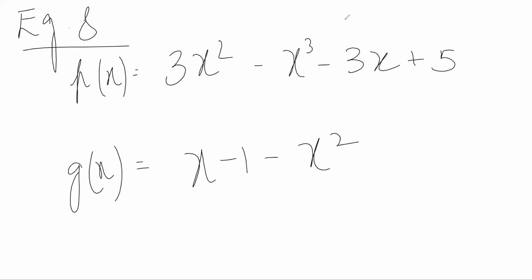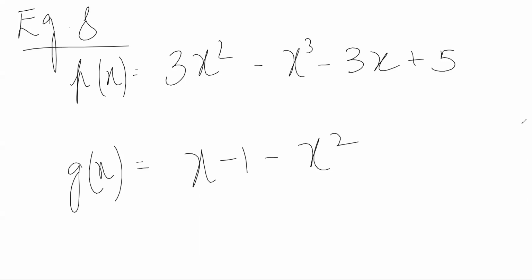So in this problem, the P of X is given. The same thing you're going to divide and you have to verify the division algorithm. So verification we will see in this question. While doing this division, P of X is given like 3x square minus x cube minus 3x plus 5. And here G of X is x minus 1 minus x square.